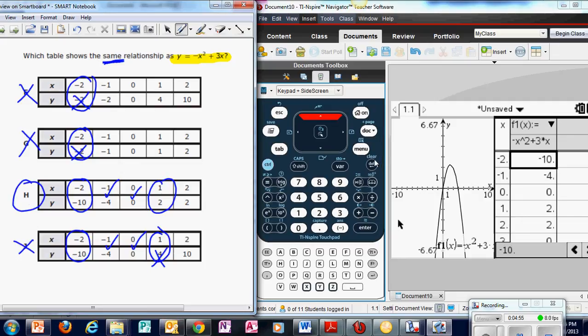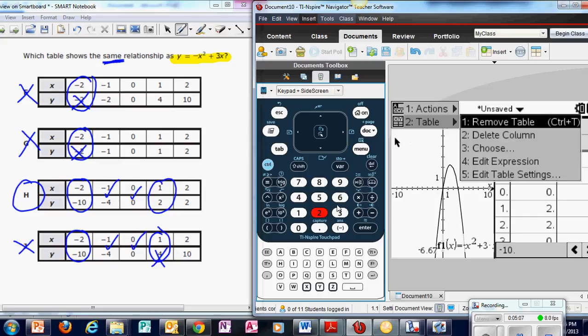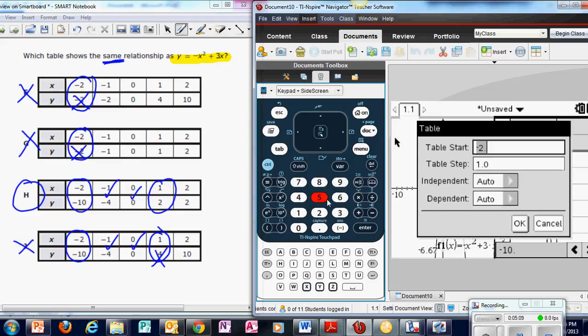Now, the only additional information I'm going to show you is if your values in your table were spread further apart, I might want to adjust the parameters of this table. So I'd hit the menu button, 2 for table, and 5 for edit table settings. I could start at a 10, a 5, a negative, whatever, and I can count by 2s, by 5s, by thirds, by halves. You can enter a fraction here and it'll count by that fraction.